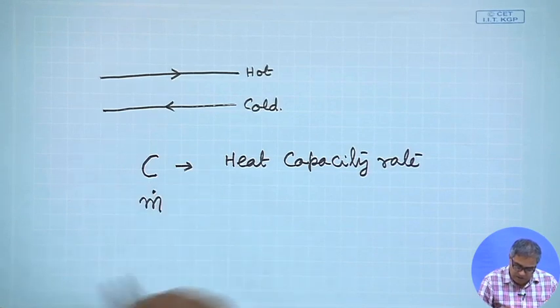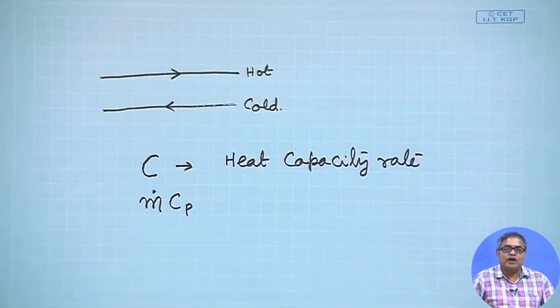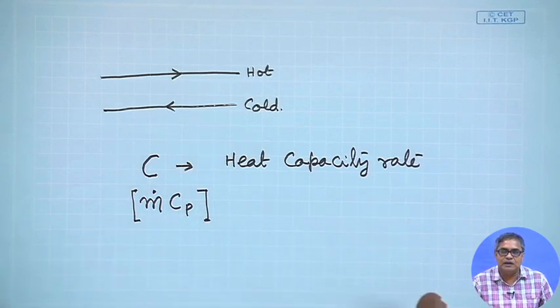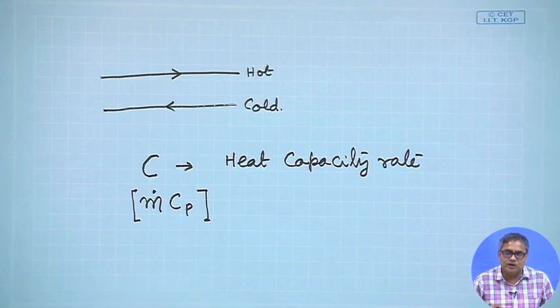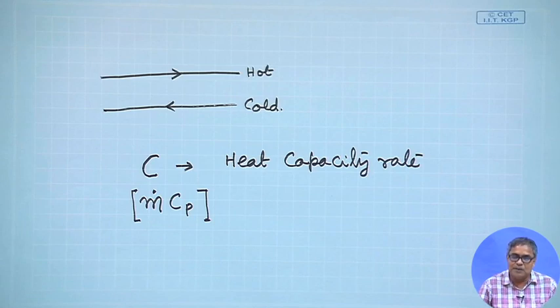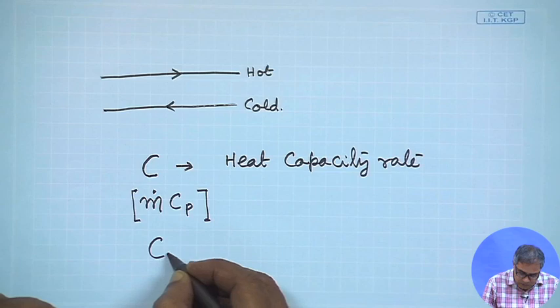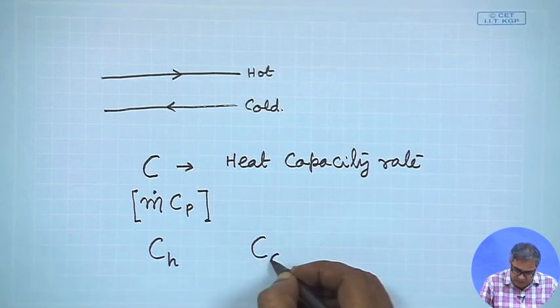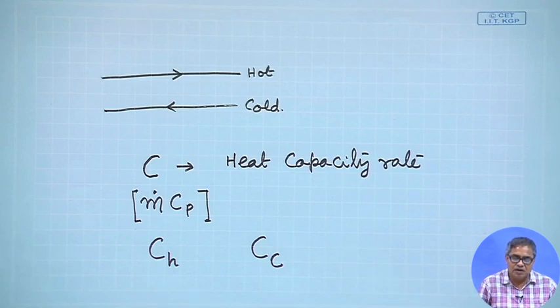What is heat capacity rate? It is m dot, the mass flow rate, multiplied by Cp. For a particular stream, m dot of course remains constant, because at the beginning we have told that we are dealing with a steady state situation, and Cp we assume to be constant, it does not change with temperature, so it does not change along the length of the heat exchanger. So, m dot Cp is called the heat capacity rate, and when we denote it by Ch, it is the heat capacity rate of the hot fluid, and with the subscript C, it is the heat capacity rate of the cold fluid, Cc. Ch and Cc are very important parameters in our heat exchanger analysis.